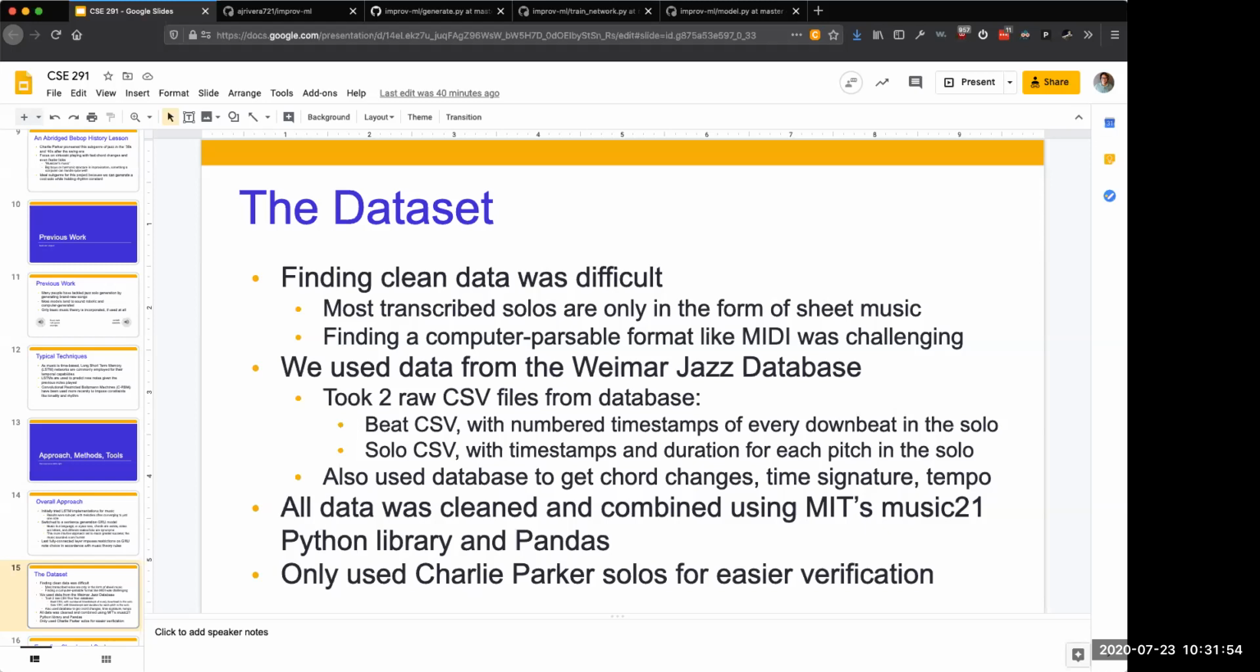using Music21, which I think you guys have been working with for at least the homeworks. And we limited our pool of solos just to Charlie Parker solos, just so that we can more easily hear whether the model was successful.